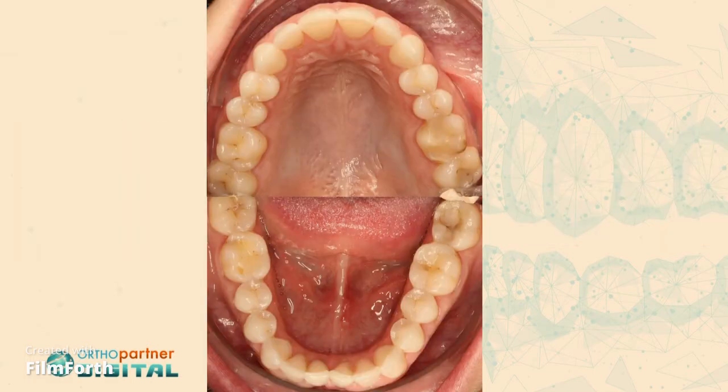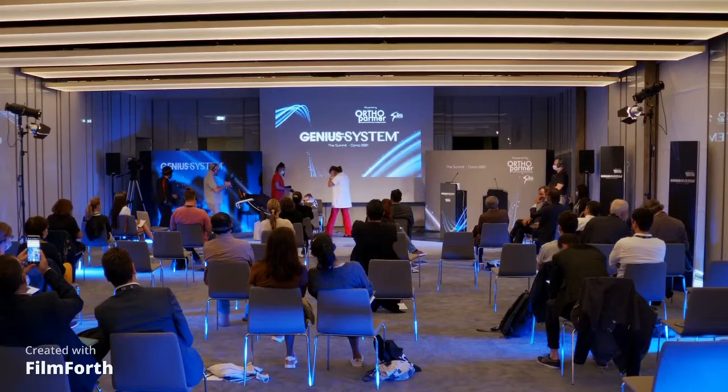Class 1. Very, very minor crowding in the lower arch, but negligible. But let's start with indirect bonding then.